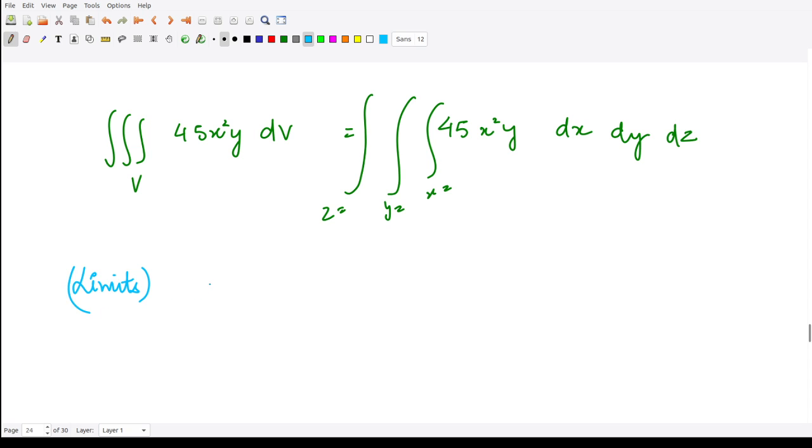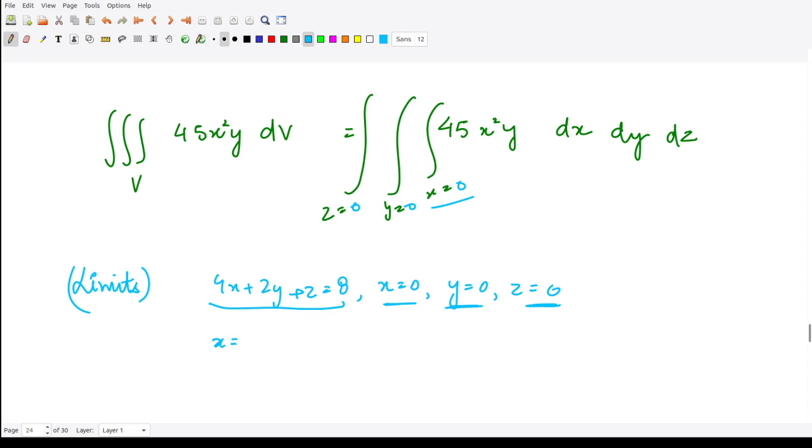For the limits we are given the plane 4x plus 2y plus z is equal to 8. Another we are given x is equal to 0, y is equal to 0 and z is equal to 0. So from here you can clearly see the lower limits for each of these is equal to 0. And for the upper limit, because we are writing down the value of x first, from this equation we can calculate x. x is equal to 1 by 4 times (8 minus 2y minus z). So this is the upper limit for x.